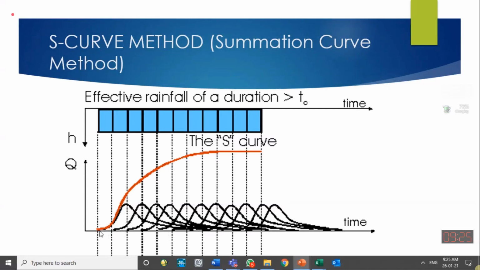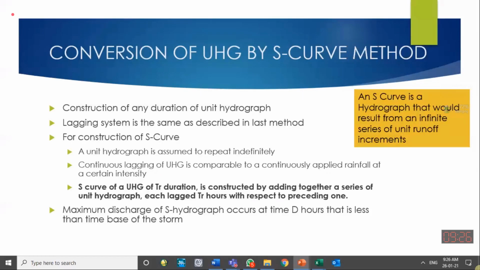Add ordinates means up to here there is only one, so the result will be the same. Over here the new ordinates will be coming in this part, and whatever new ordinates come, divide by the number of unit hydrographs you have added. If you want to convert 1 hour into 2 hours, you will be adding 2 unit hydrographs together, lagged from each other by one hour. When you add them and divide by 2, you get the unit hydrograph of 2 hours duration.